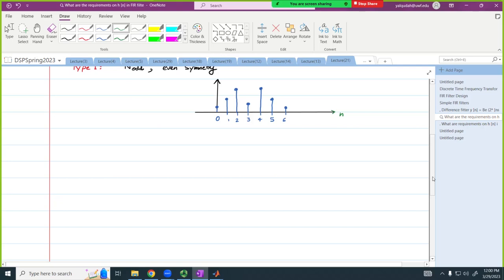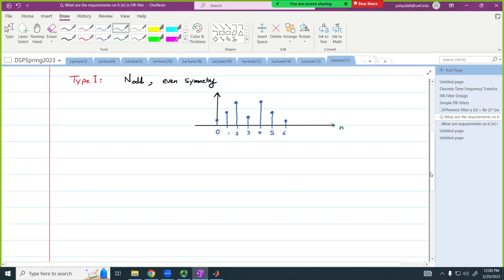The second case, and we're going to derive why this is the case in the next slide, but for the time being, we're going to put all the different cases. The second type, type 2, is when we have N that is even, and we have even symmetry.